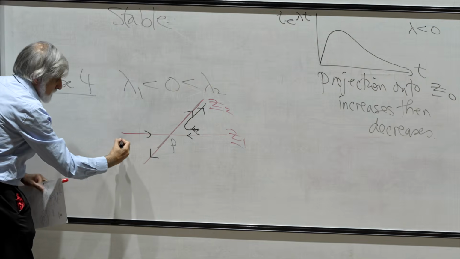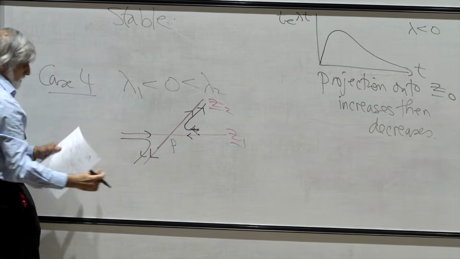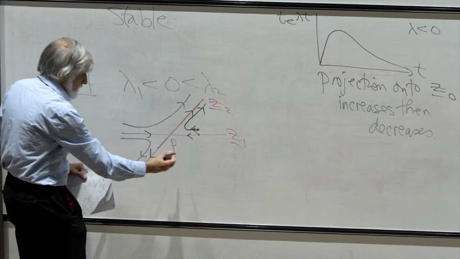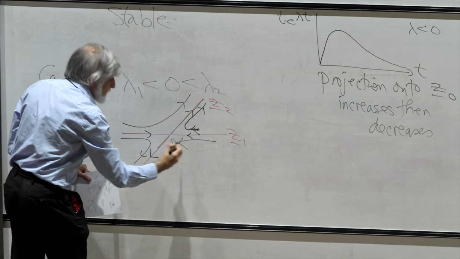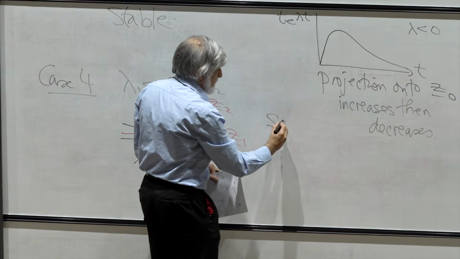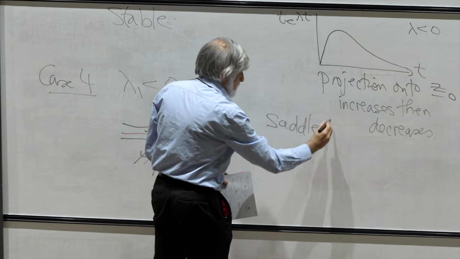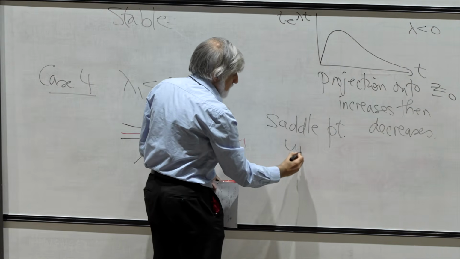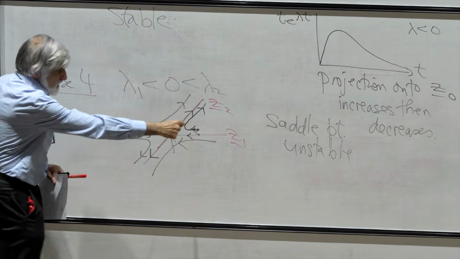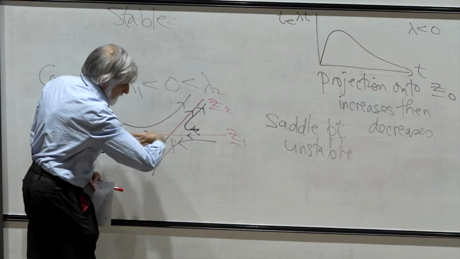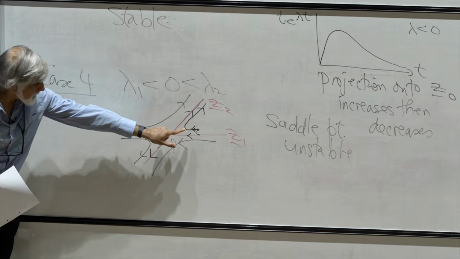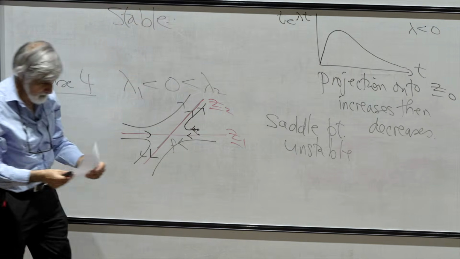And then here, it'll end up doing that. Do that, and here it'll do that. So that's called a saddle point, and that's unstable. It does have a stable manifold, but as soon as you perturb off this, it's just going to zoom off. So it's going to be unstable.